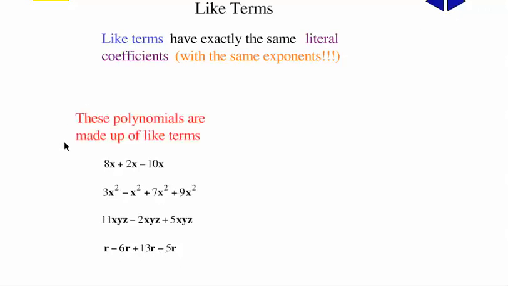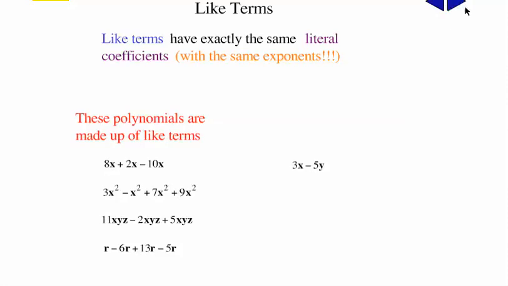Okay, these polynomials are made up of like terms. In each polynomial, I'm not saying that the x squareds are like terms with x's. They're not. Okay, but the x's are like terms with x's. The x squareds are like terms with x squareds. The xyz's are like terms with xyz's, and so on.